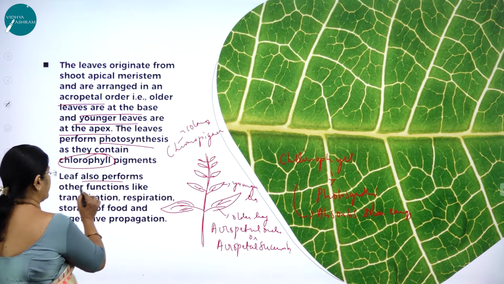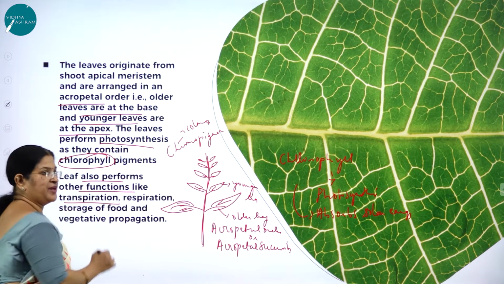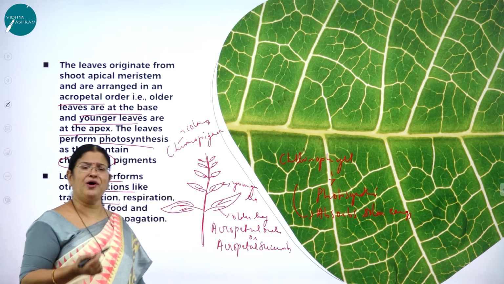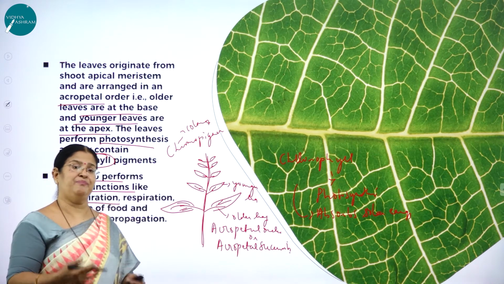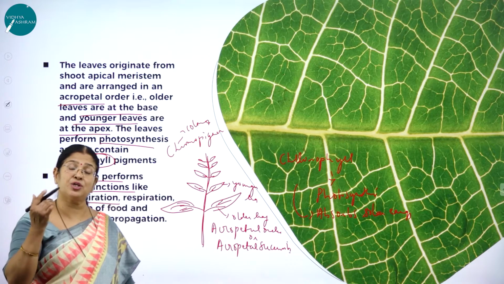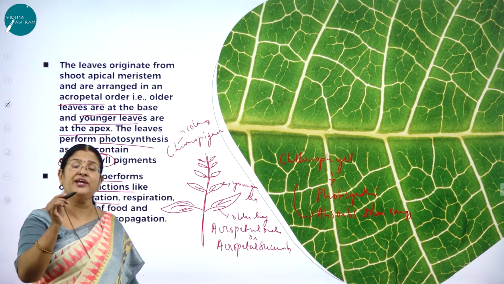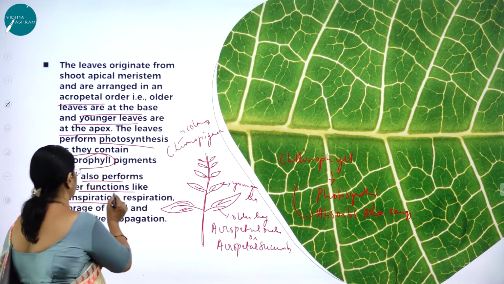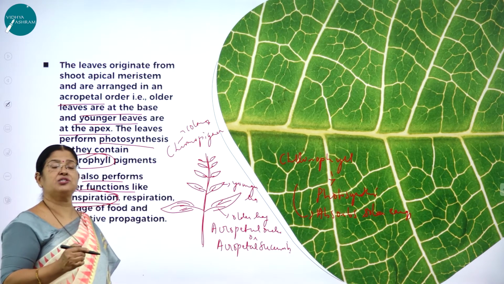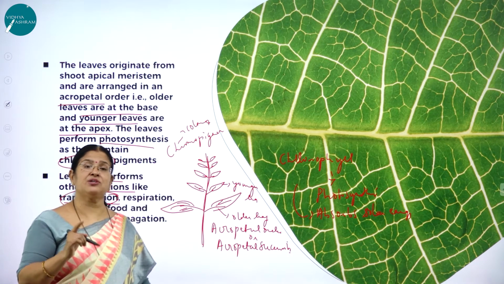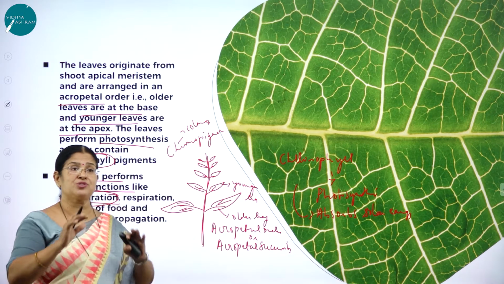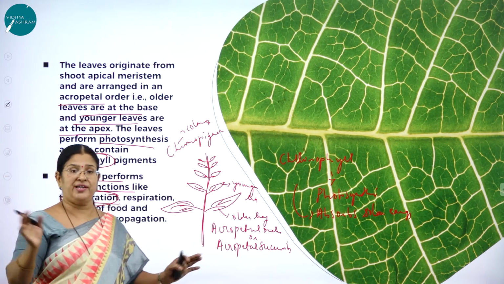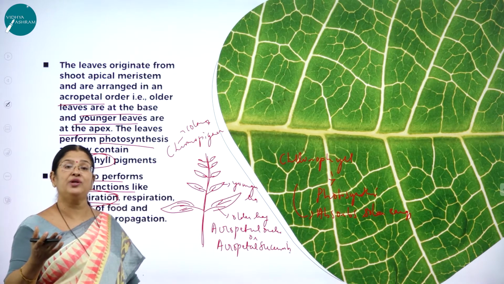And the leaf also performs other functions like transpiration. Very, very important. Hope all of you know we prefer to go and stand or sit below the tree. Why? We have that cooling effect. And that cooling effect is due to what? Transpiration. What is transpiration? Transpiration is nothing but expulsion of water in the form of water vapor. And that water vapor is going to keep the surface moist, and that is why we get this cooling effect.